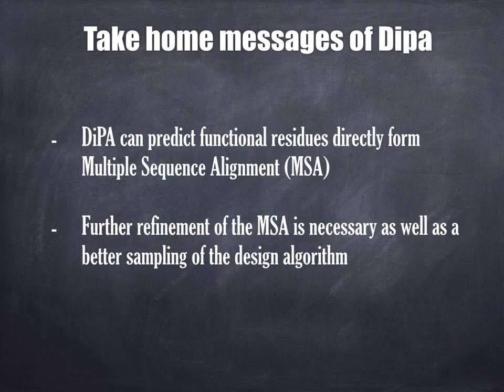So with that, I would like to conclude with a couple of take-home messages of DCA, and say that DCA can efficiently predict protein functional annotation, residue annotation, without any prior knowledge of biological function and directly from multiple sequence alignment. It is a promising technique that needs further refinement, in particular in the way the multiple sequence alignment data is collected, and as well a better sampling algorithm of the design to efficiently produce a large collection of solutions.